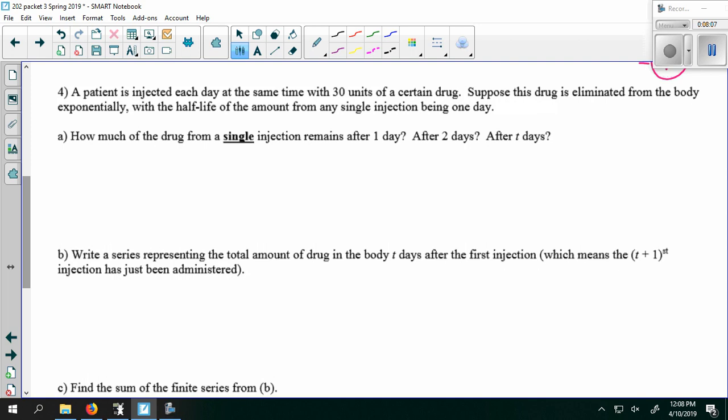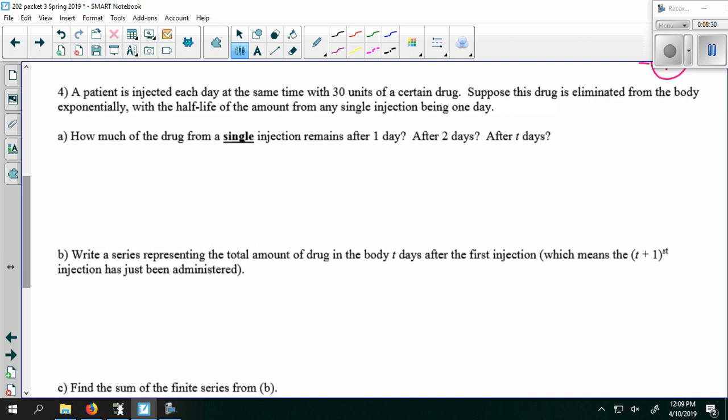All right, let's say a patient is injected each day at the same time with 30 units of a certain drug. Suppose the drug is eliminated from the body exponentially, with the half-life of the amount from any single injection being 1 day. So how much drug from a single injection, we're just talking about a single injection, not the sum of all the daily injections, after 1 day.